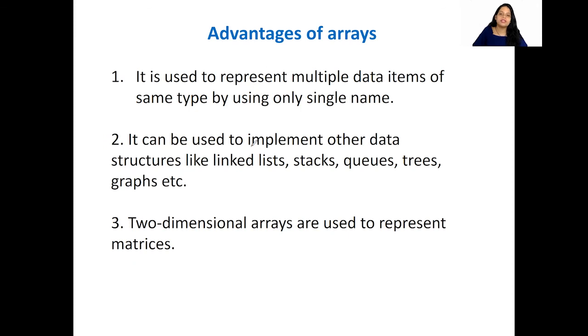Now, what are the advantages of arrays? It is used to represent multiple data items of the same type by using only a single name, isn't it? Suppose I had to declare int I, J, L, M, N. Instead, I can declare just one array, say there are 5 elements, and directly store all these 5 elements in it. So it is used to represent multiple data items of the same type by using a single name.